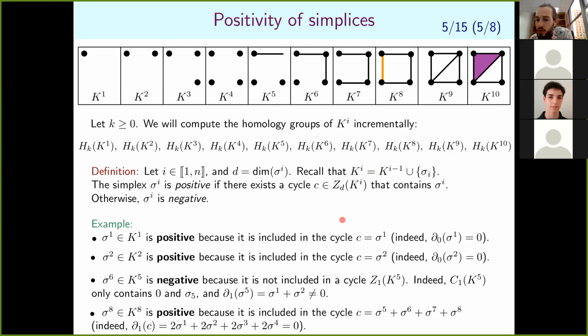Included in a chain, Lucas asks, means that I can find a chain. So a chain is a formal sum of simplices, where basically a chain can be written as the sum over all the simplices of the dimension you've chosen times 0 or 1. If I have a 1 before a simplex, I say that it is included in my chain.